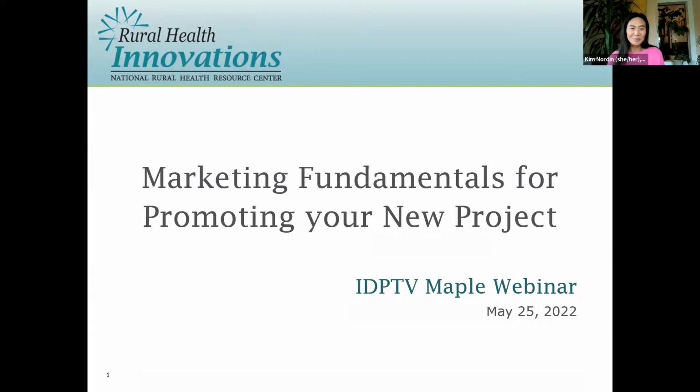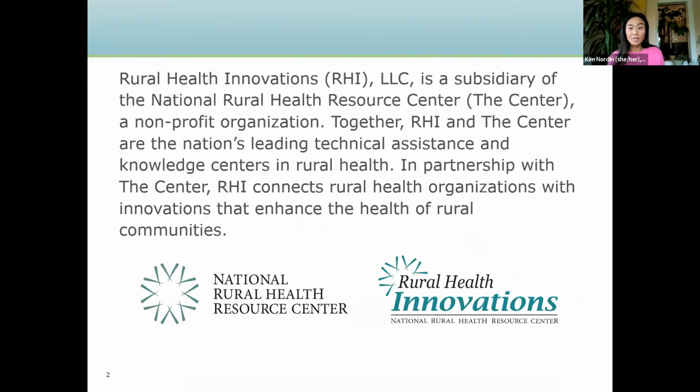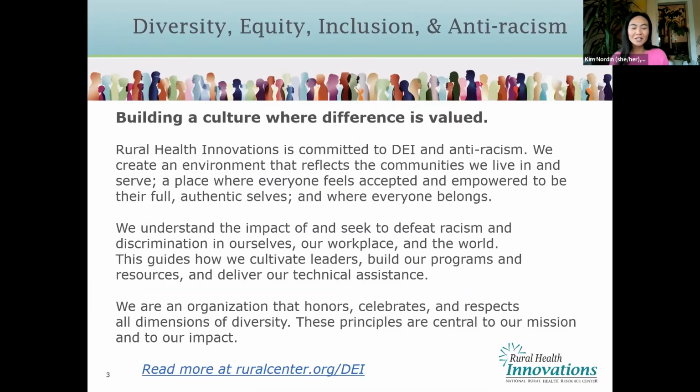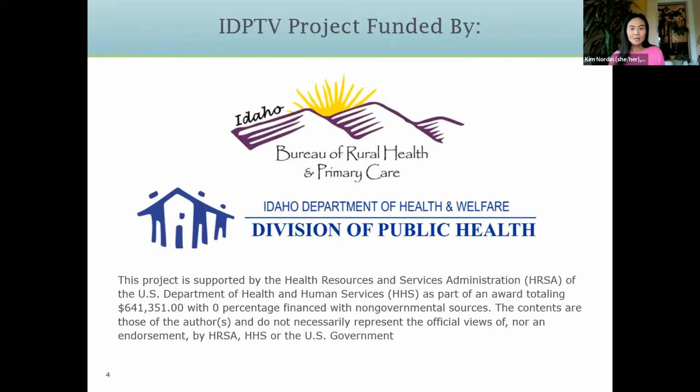As you all know, Rural Health Innovations, really our main purpose is to connect you all with ideas, best practices, and resources that enhance the health of your rural communities. At the Center and Rural Health Innovations, we're committed to embedding diversity, equity, and inclusion into all the work that we do, and that guides how we deliver our technical assistance as well. The Idaho Path to Value project is sponsored by the Idaho Bureau of Rural Health and Primary Care, a part of the Idaho Department of Health and Welfare, Division of Public Health.